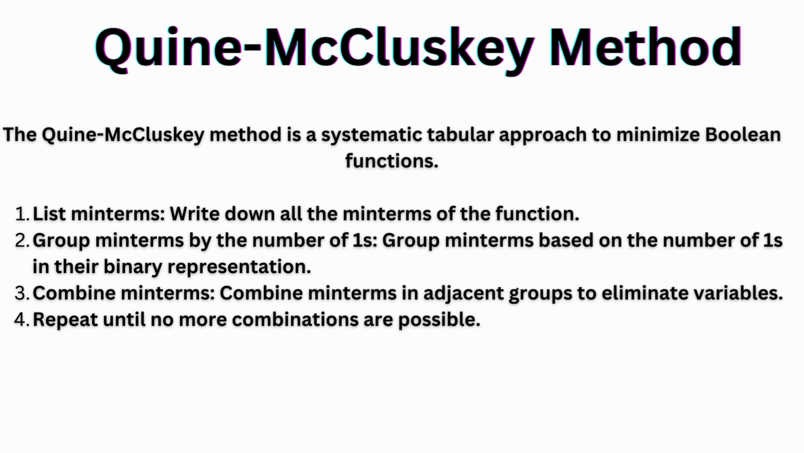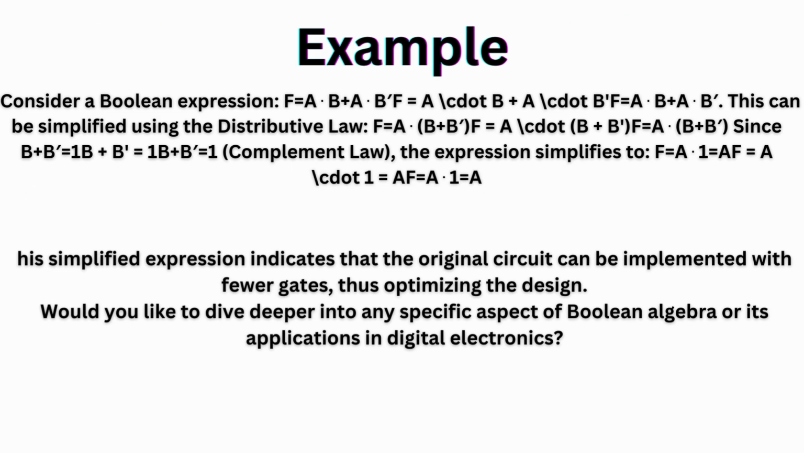Quine-McCluskey method. The Quine-McCluskey method is a systematic tabular approach to minimize Boolean functions. List minterms: write down all the minterms of the function. Group minterms by the number of ones: group minterms based on the number of ones in their binary representation. Combine minterms in adjacent groups to eliminate variables. Repeat until no more combinations are possible. Example.